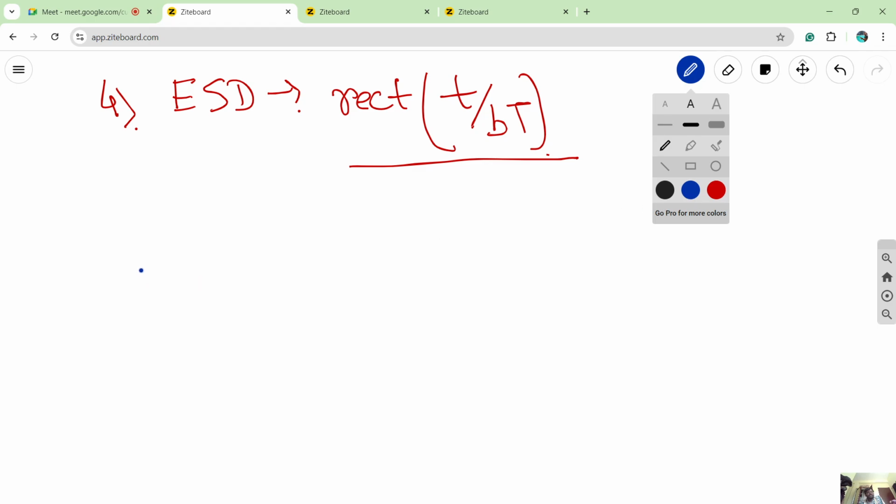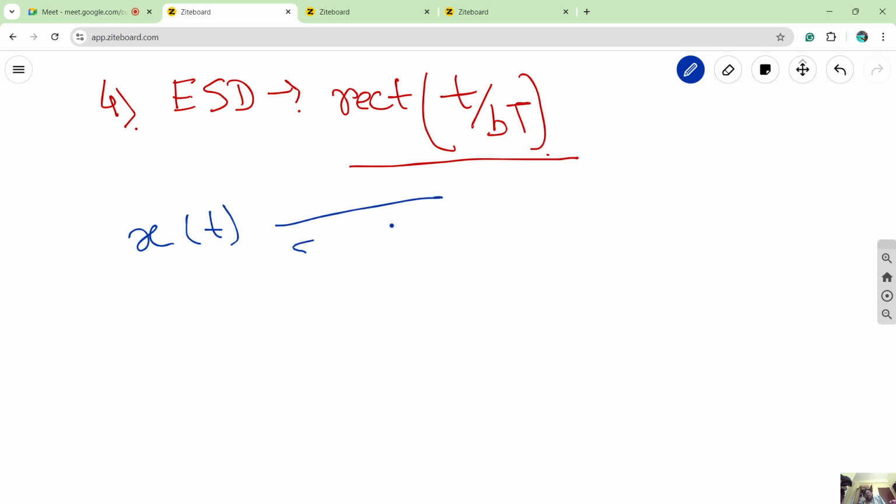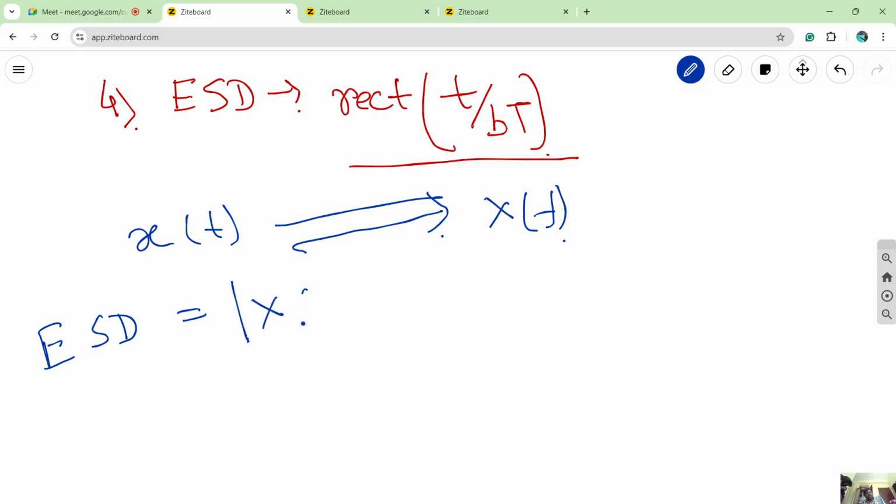So to do this, the steps are: first we have to take x(t), then do a Fourier transformation to get X(f), and the energy spectral density is actually the mod of X(f) whole square.